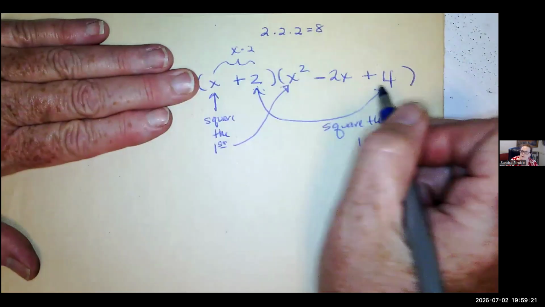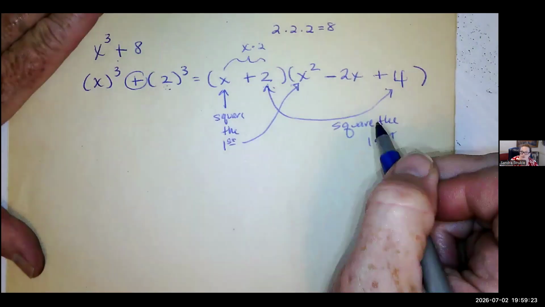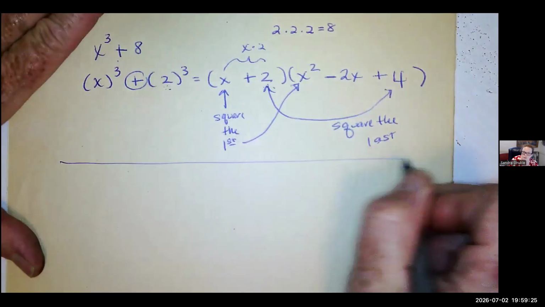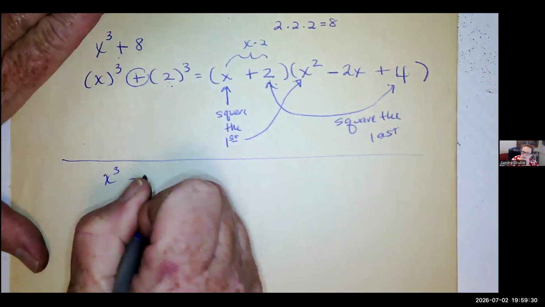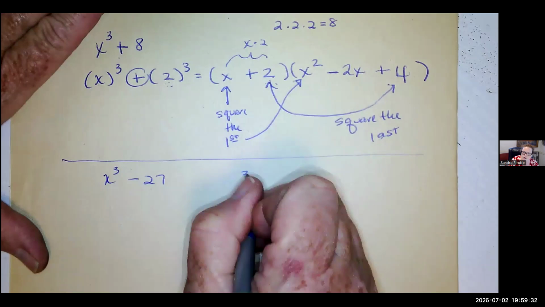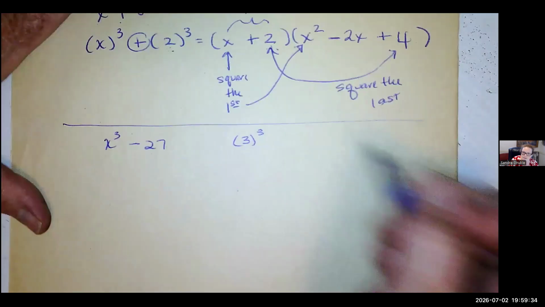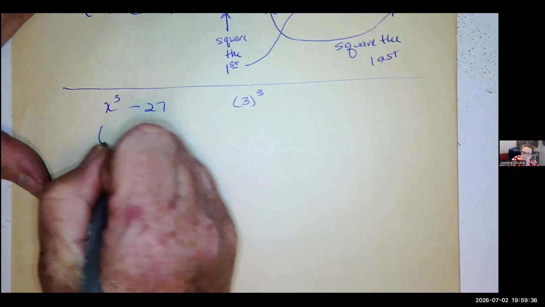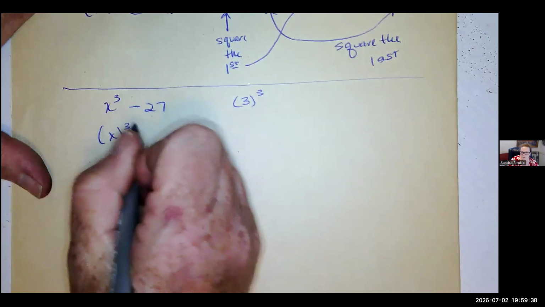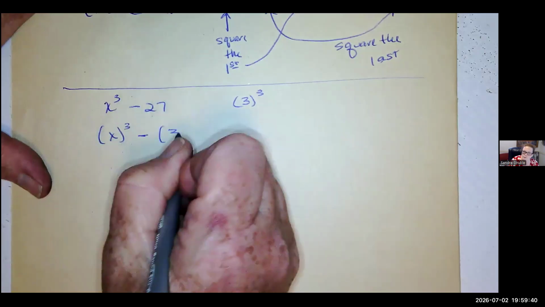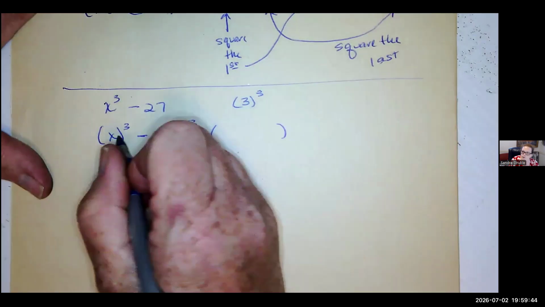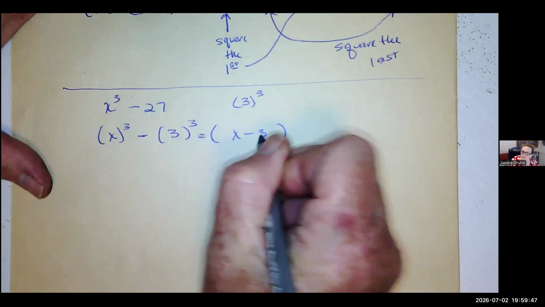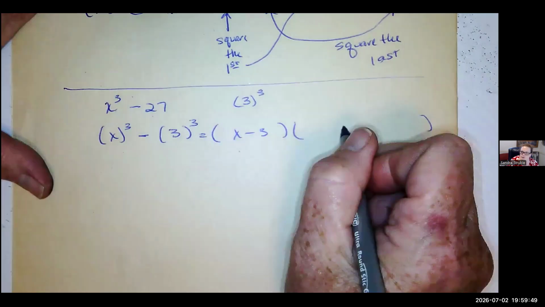Now I want to do one for the difference of 2 cubes. I'll use a different number. I'm going to use x cubed minus 27. 27 is 3 cubed. 3 times 3 times 3. So the bases are x cubed minus the base of 3 cubed. You're going to start off with your factoring x minus 3. Then in your trinomial, everything is going to be positive, only for the difference of 2 cubes.